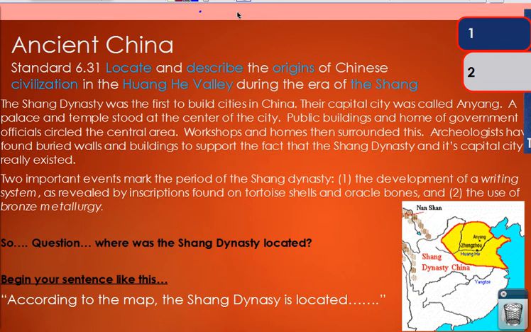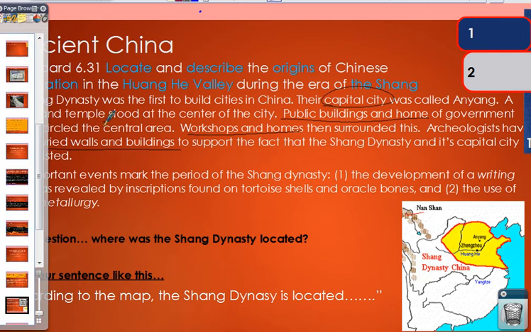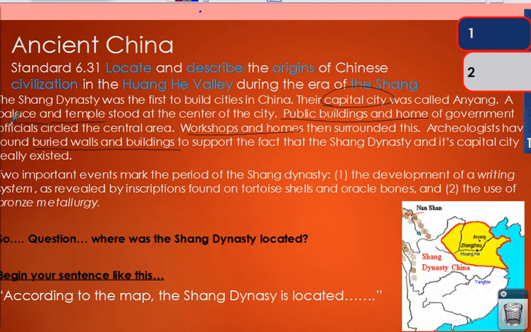Lexi. Buried walls and buildings. Sorry about that. Buried walls and buildings. Any other proofs? What is it, Walker? Public building and home of a government official. Okay, so those buried walls and buildings could have been public buildings and homes. What else could they have been? Lexi? Workshops and homes. Okay, they could have been workshops and homes. What else could they have had? You've got public buildings and homes, workshops and homes. Capital city. Okay, so they think they have found the capital city, right? Of Anyang. I always pronounce that wrong. What else, Sydney? Palace or temple. Palace and temple. Okay, palace and temple.